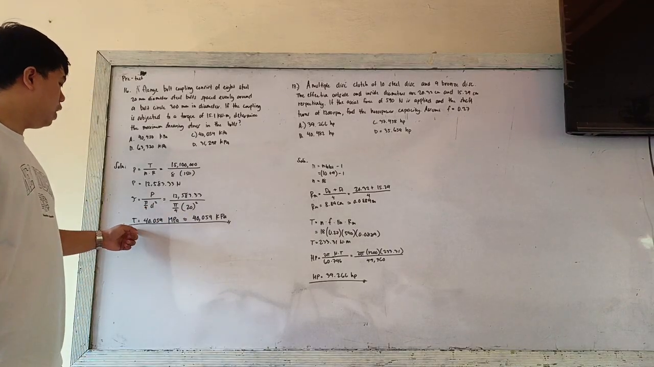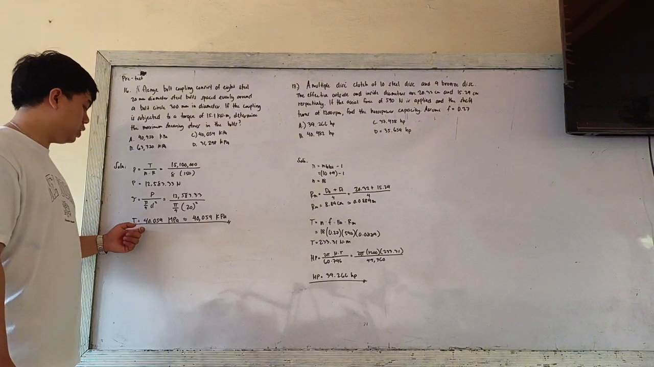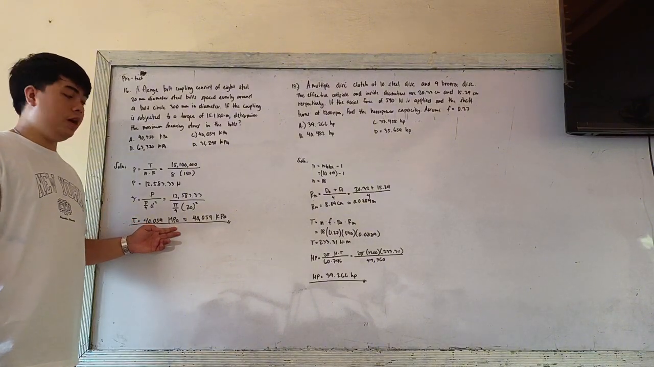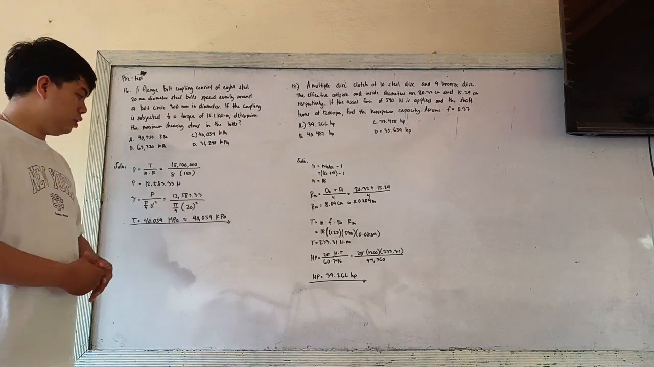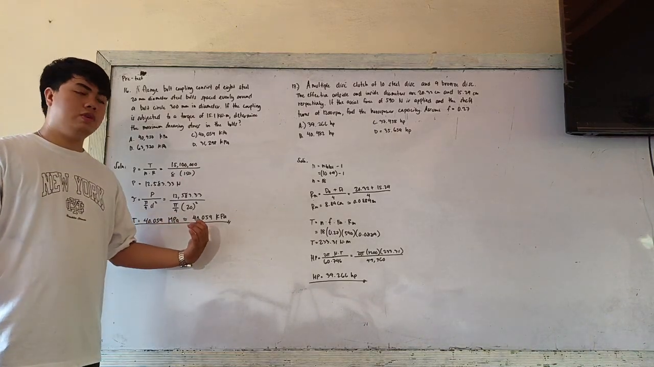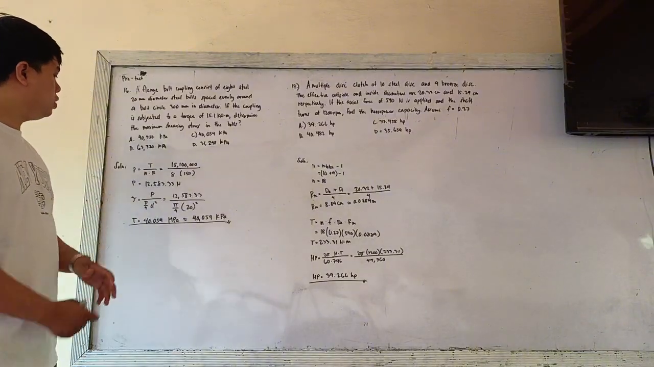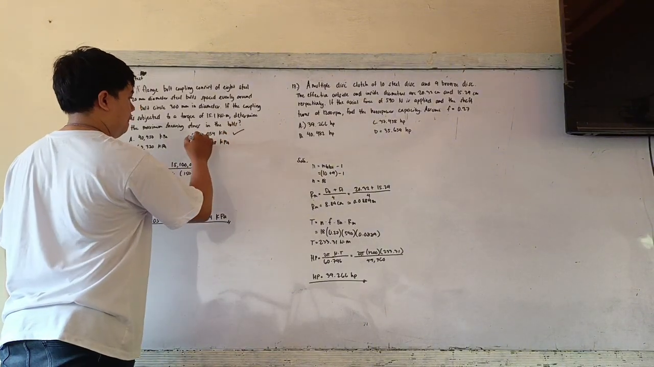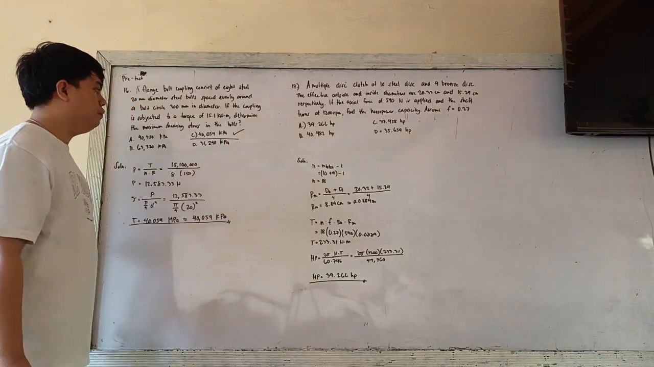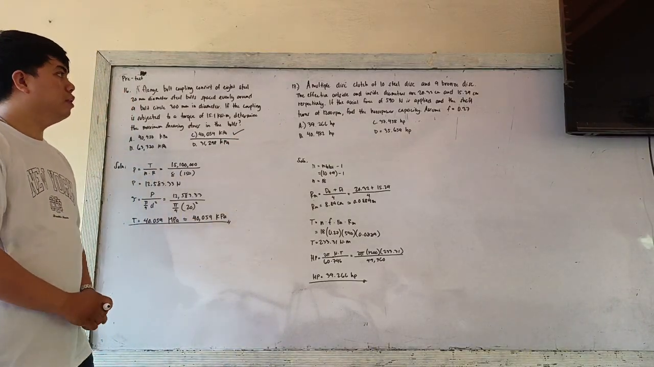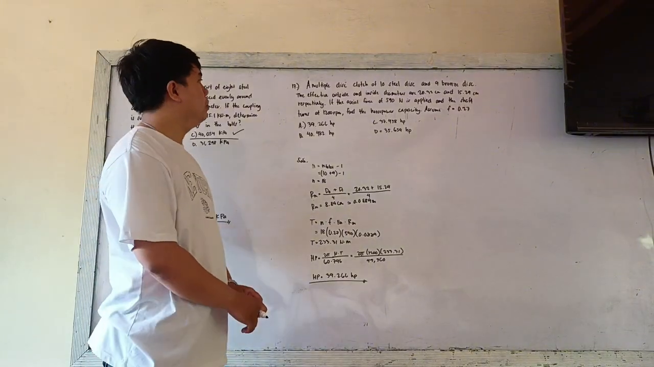So our maximum shear stress now is 40.054 MPa. Or to convert that into kPa, we have 40,054 kPa. So in these choices, our correct answer is the letter C, 40,054 kPa. On to our next problem.